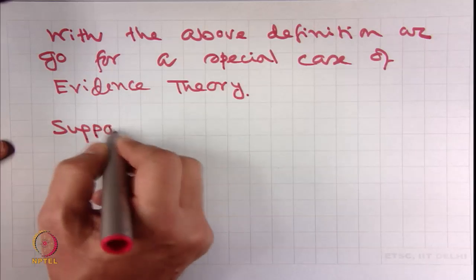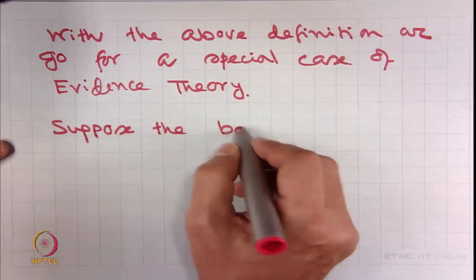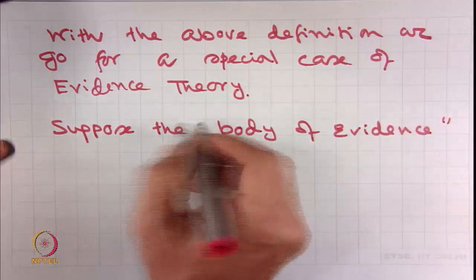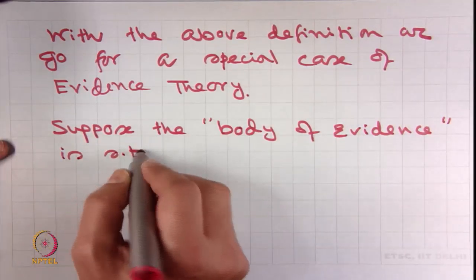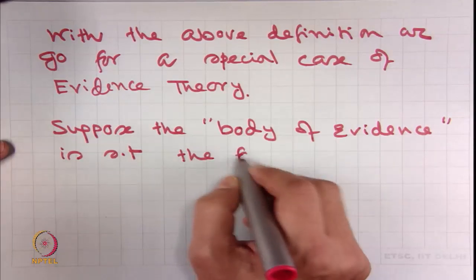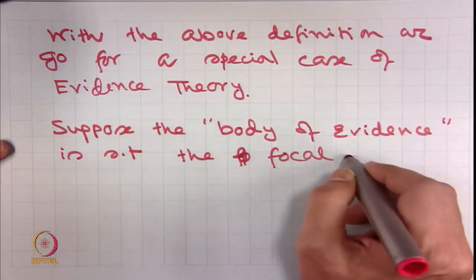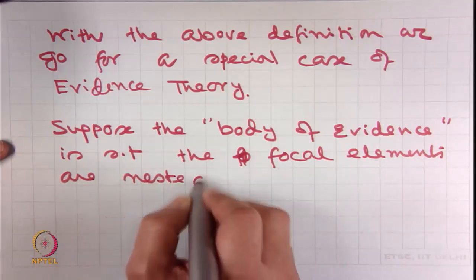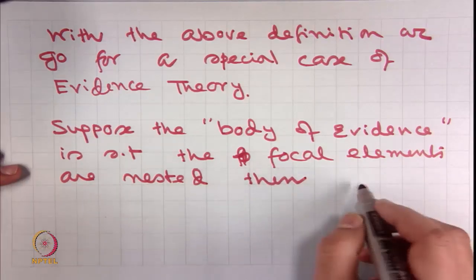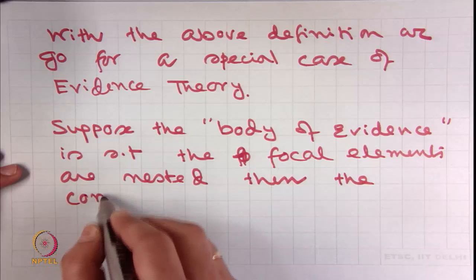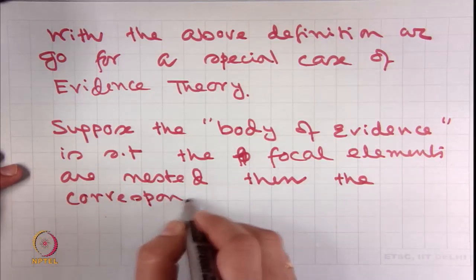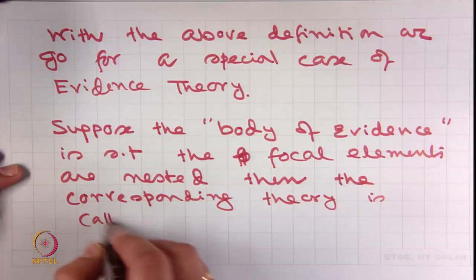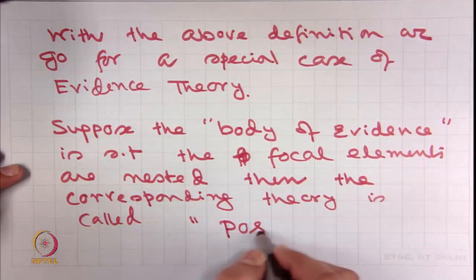Suppose the body of evidence is such that the focal elements are nested, then the corresponding theory is called possibility theory.